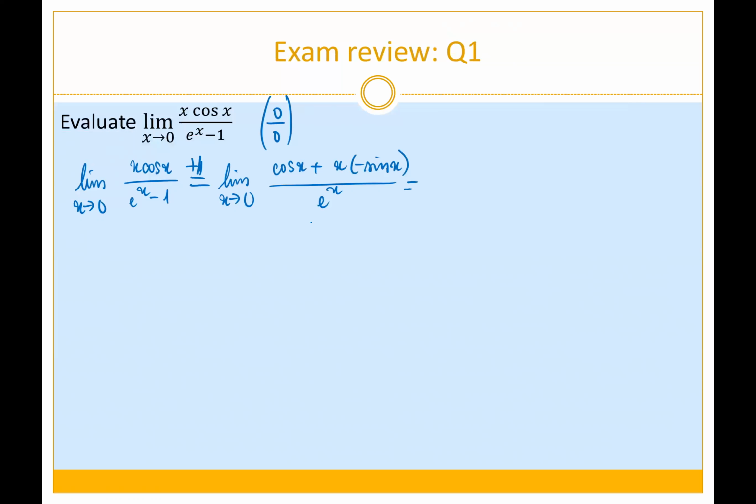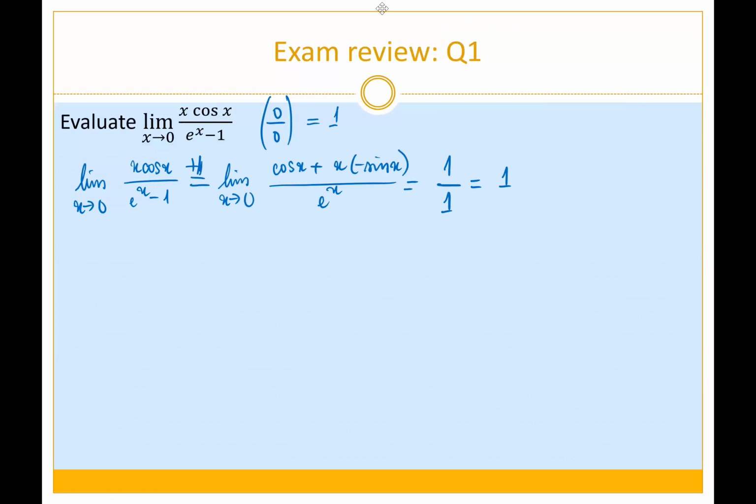If you plug in x equals 0, you're going to have 1 minus 0, which is just 0, divided by 1 again, which is going to give us 1. Therefore, this limit is going to equal 1. And so you don't have any further L'Hopital's rule.